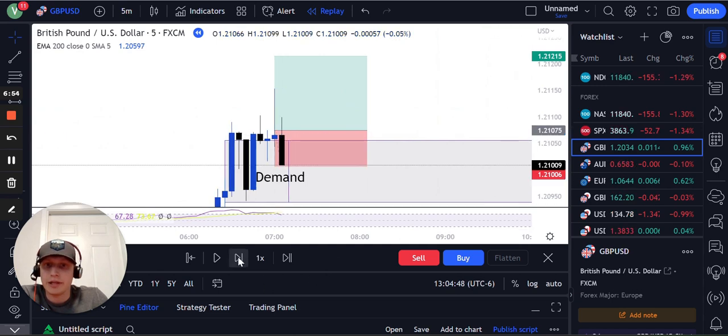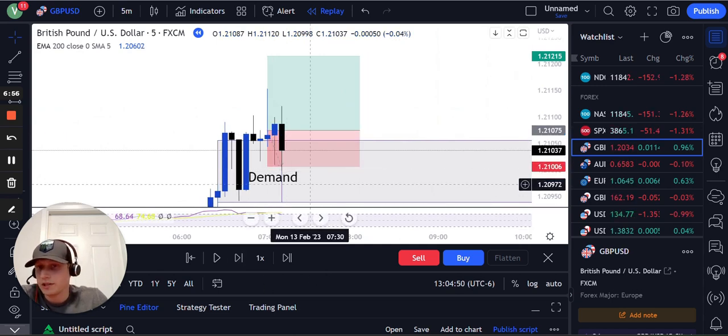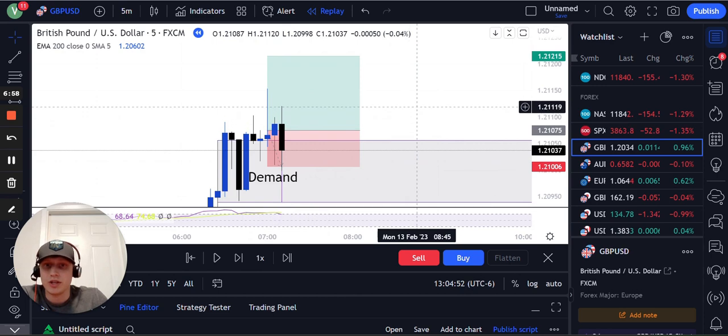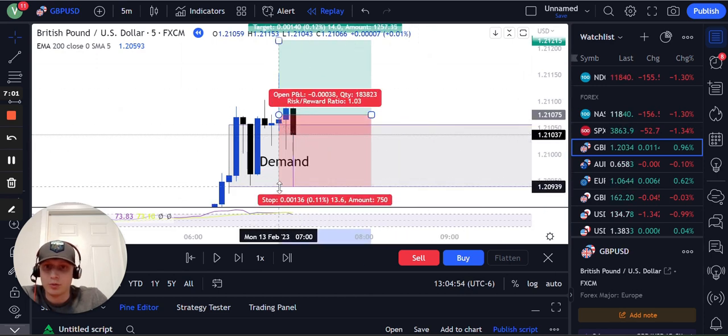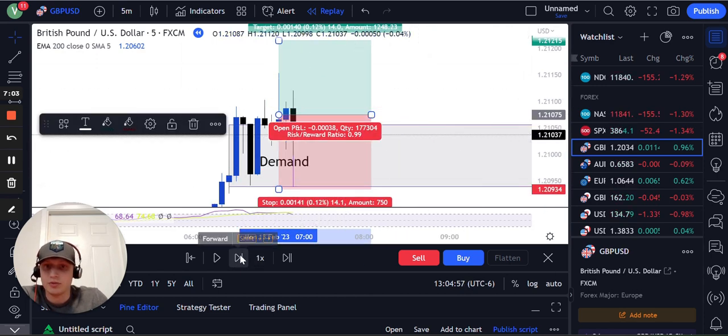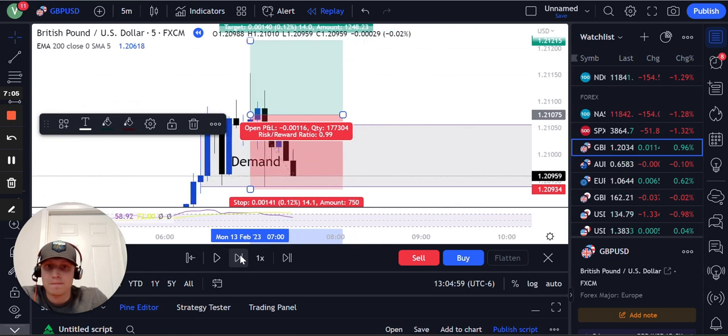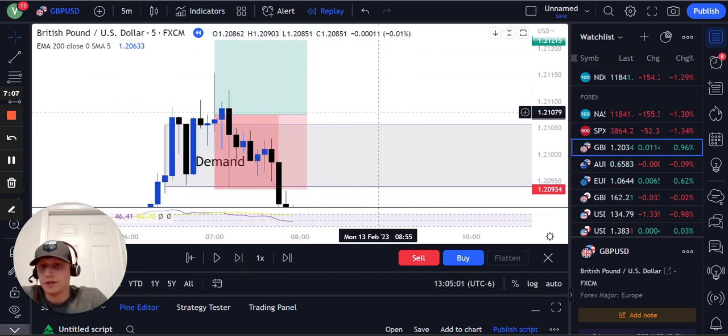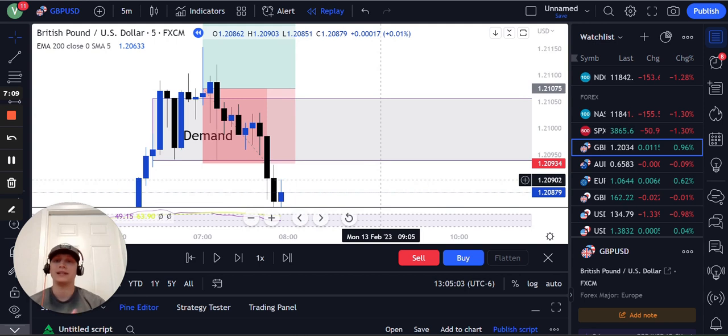But then you can keep playing and see, like I said, I would never take that trade, but boom, stop loss hit. Let's see if it would play out if I would have taken it below the entire zone. No, it just went down from there. So that is the gist of how you backtest, specifically using TradingView.